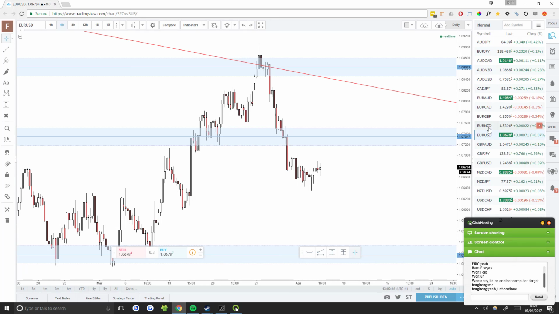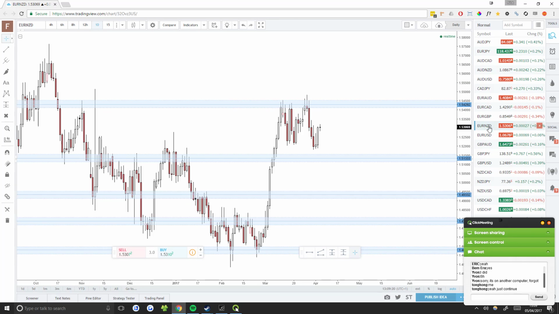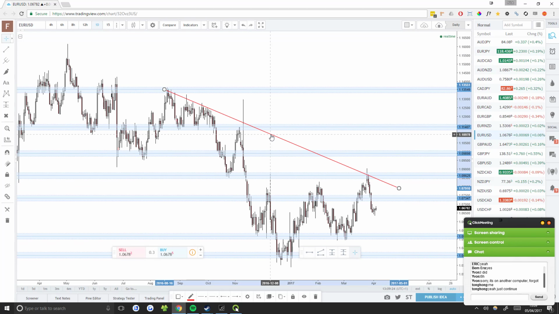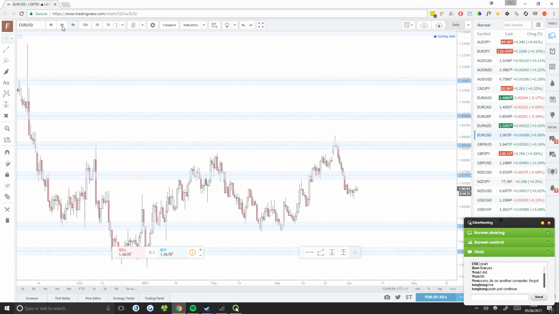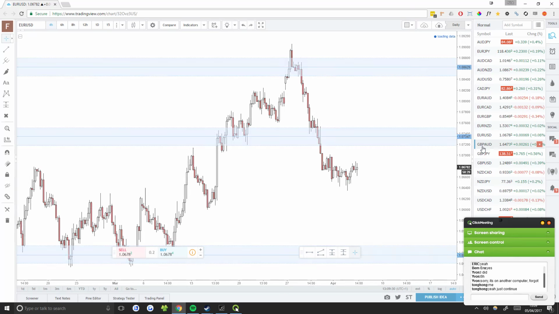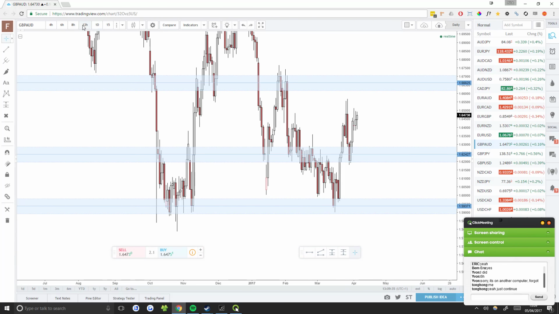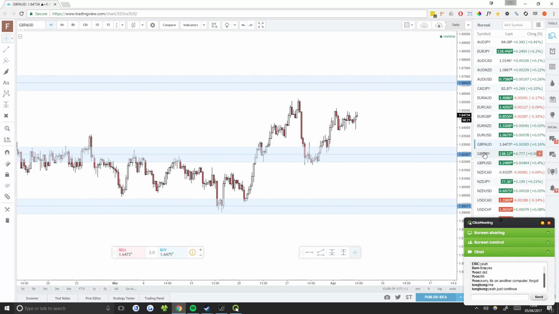Can't remember what we were up to. I'm not sure if we've done Euro New Zealand, but either way, it's in between two areas. All right, Euro USD, in between two areas. GBP AUD, also in between two areas. Are we going to get something good today?